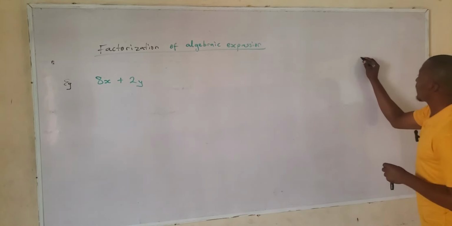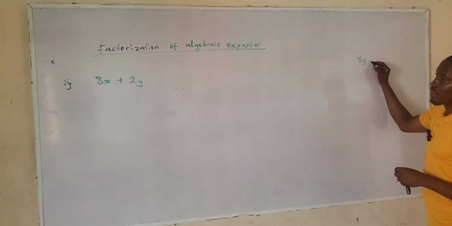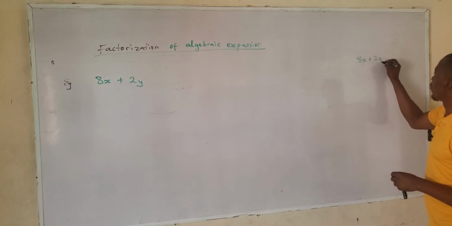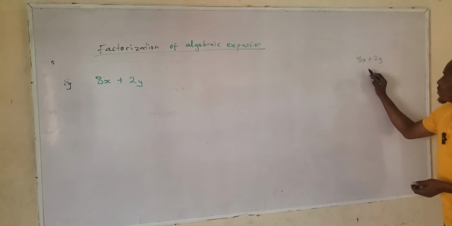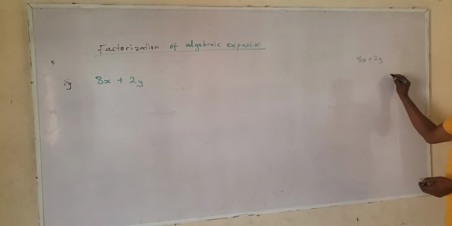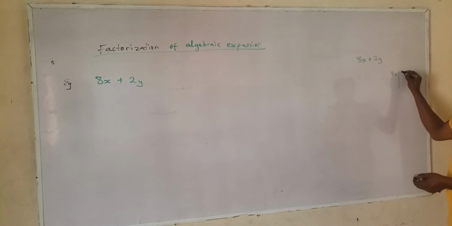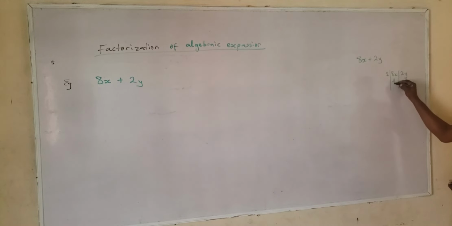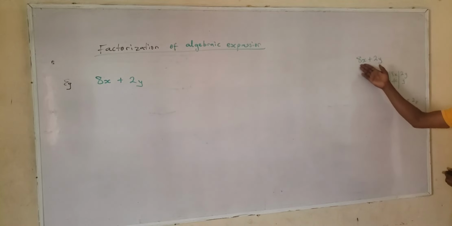If I have 8x plus 2y, I first of all need to get the highest common factor of these two. So I have 8x and 2y. 2 can go into both, so I have 4x and y. That is the only one, so the HCF is equal to 2. So 2 is the HCF of these two terms.